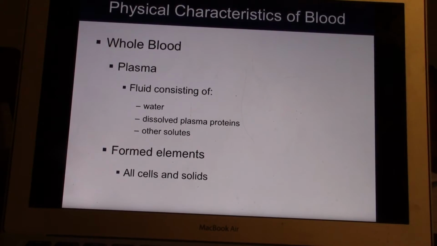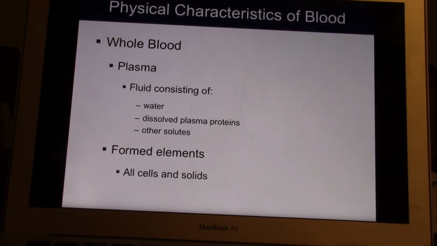Let's talk about whole blood. Obviously, blood is pretty important. Blood is composed of two things. It's composed of plasma, which when you spin blood down, goes to the top, and it's composed of the formed elements, which is all the cells, basically three types of cells: the red blood cells, white blood cells, and the platelets.